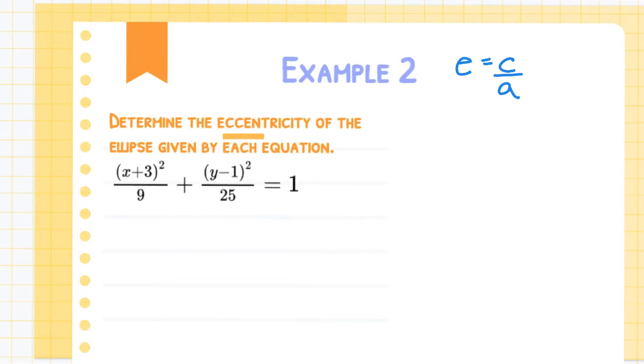We know that we can determine A by using the larger denominator. So A squared equals 25. Square root both sides to get A equals 5.